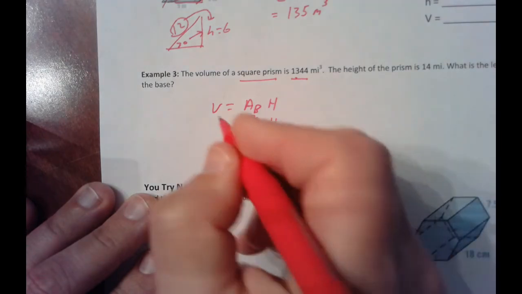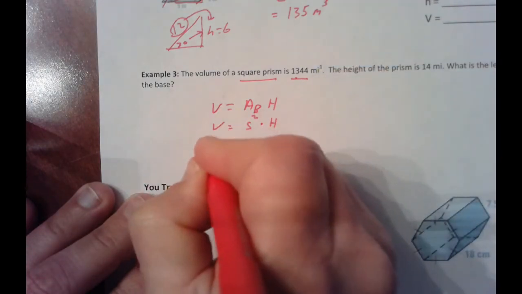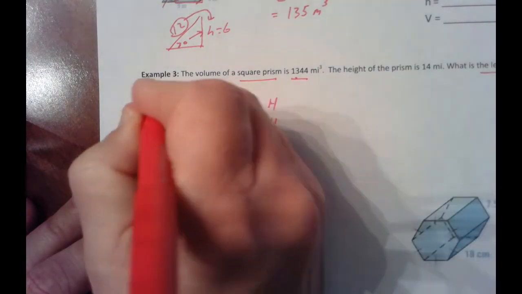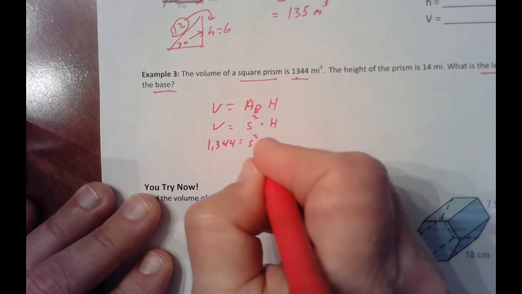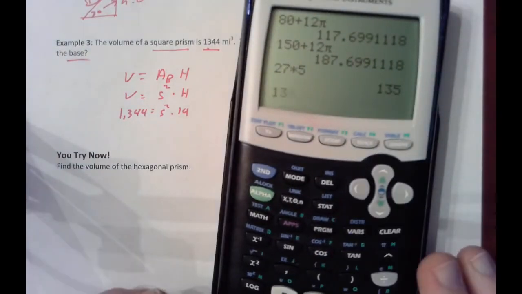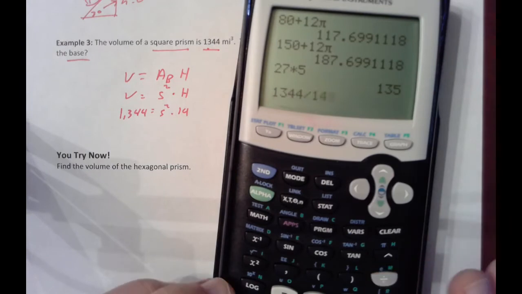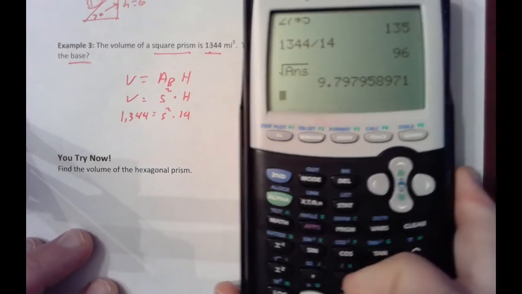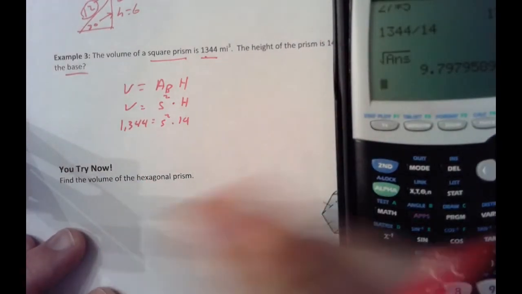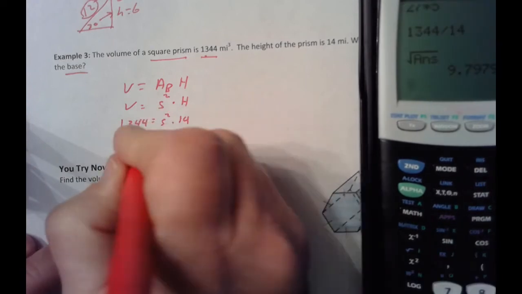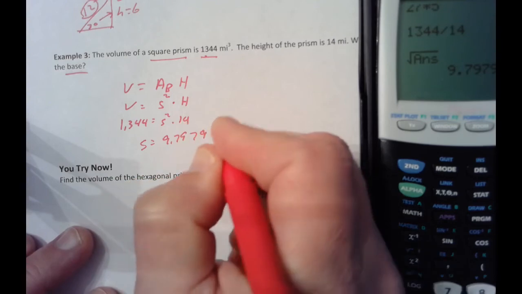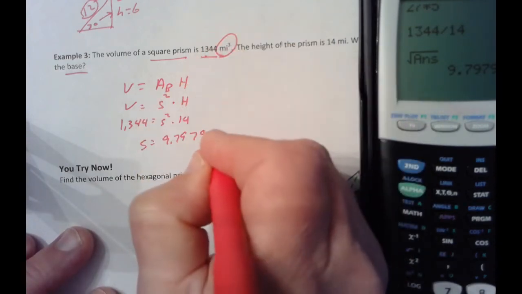Alright, so I'm going to start putting in some numbers here. So I've got 1,344. And it's asking me for what is the length of the base. So that's my side squared multiplied by 14. We're going to take our volume, divide by 14, and then take the square root of that answer. So we get 9 point something. Then my side length is 9.7979. It was miles cubed, but this is a side length, so it's just going to be miles.